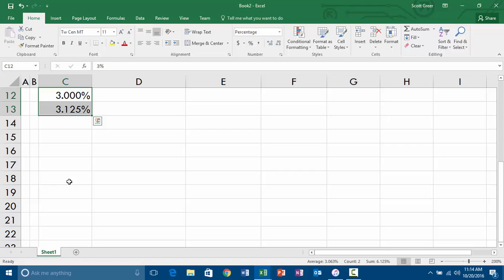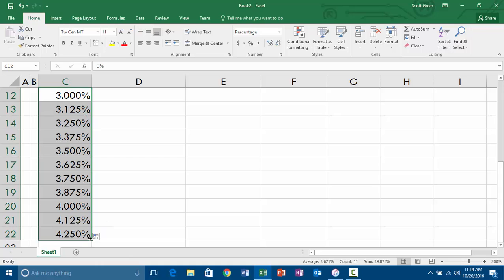So this is the secret. Series require two because Excel has to see that there's a pattern that could be happening. Now, if you make it 3, that'll work sometimes. I like to just go with 2. But now once we have 3.000 and 3.125%, if I click and drag, we're going all the way to what? 4.25? I can see that it's telling me down here, if I let go, it's automatically calculating that out.